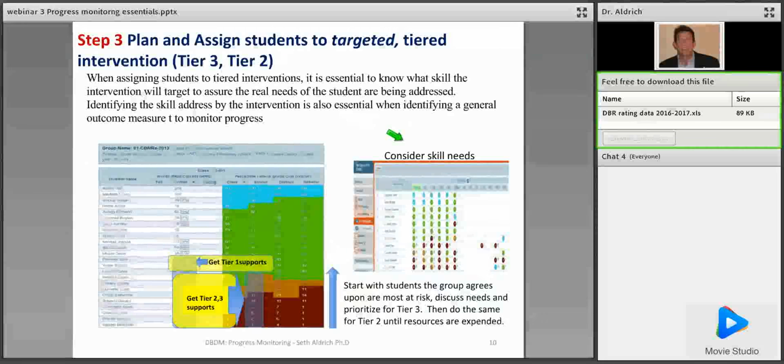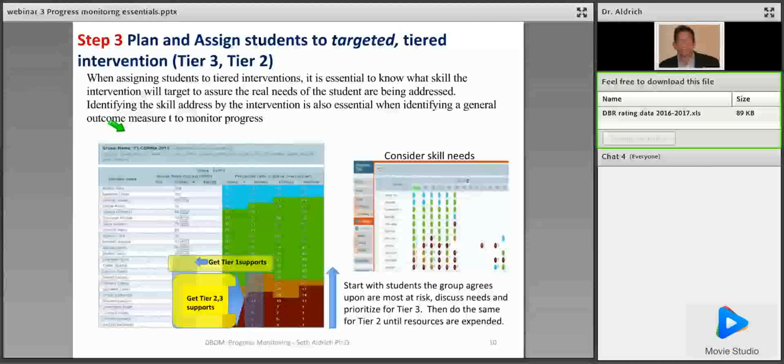This particular chart, but I do want to come back to how we're prioritizing students for progress monitoring. In our previous discussions or webinars, we've talked about step 3 of the data meeting, where we plan and assign students to targeted tiered interventions, Tier 3 and Tier 2. This happens to be a FastBridge report.